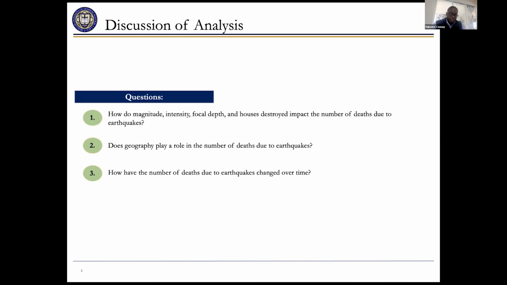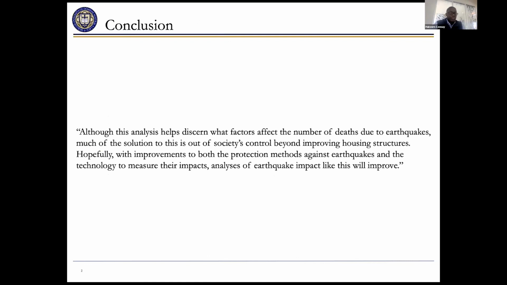So just to recap our conclusion really quickly, earthquakes have devastated countries all over the world for centuries and will continue to have large impacts on society in the future. And although this analysis helps discern what factors affect the number of deaths due to earthquakes, much of the solution to this is out of society's control beyond improving housing structures.